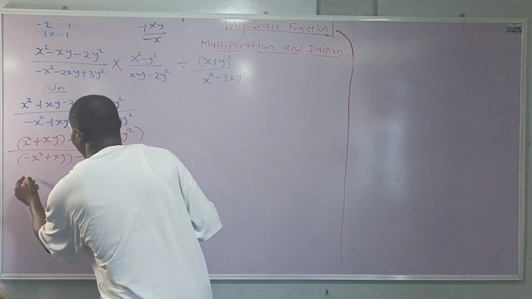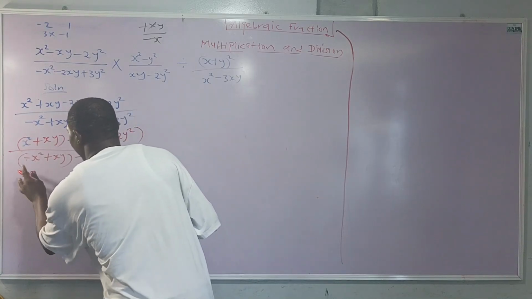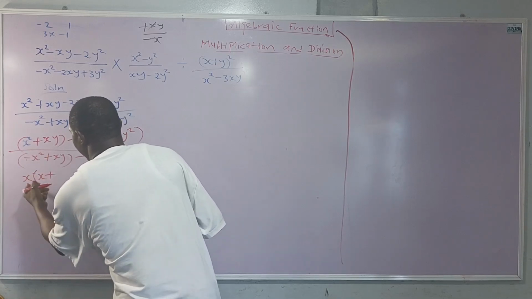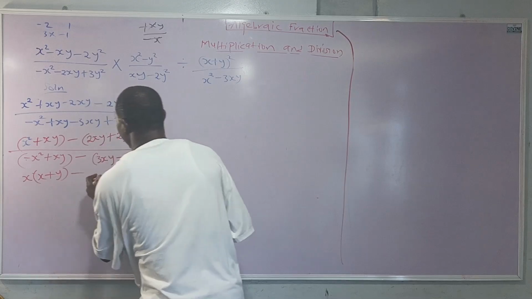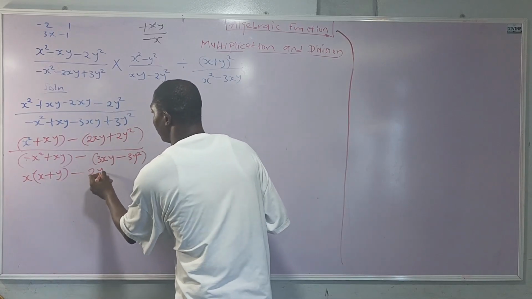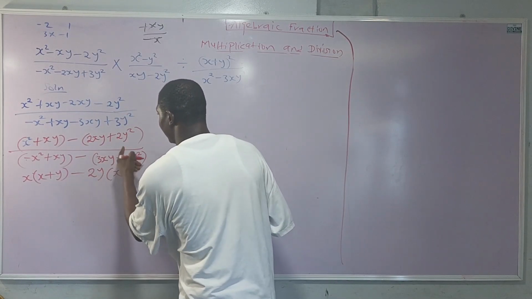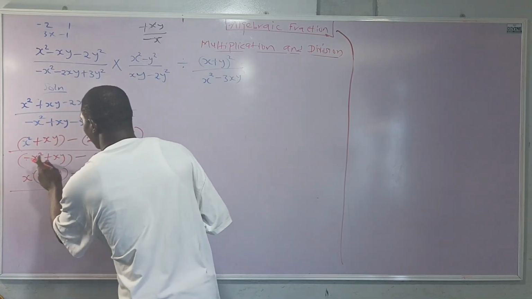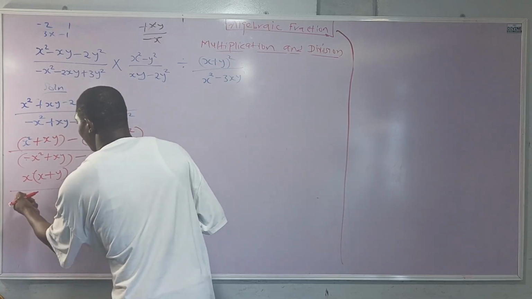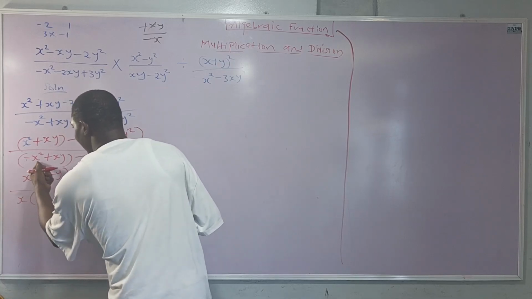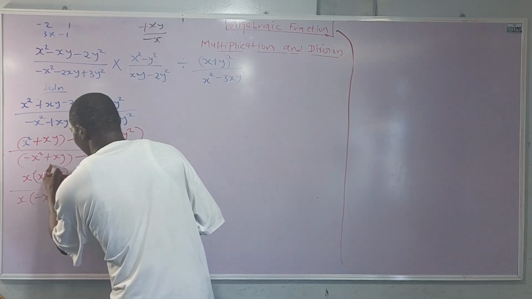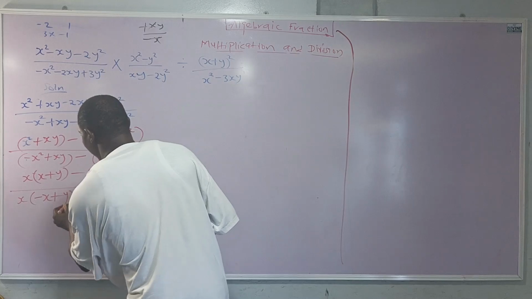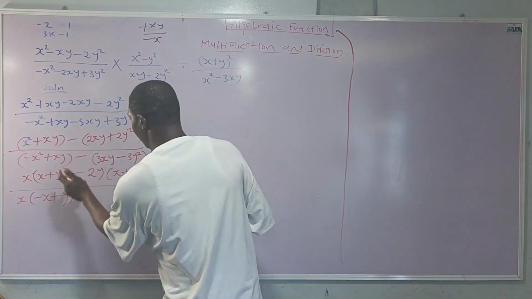Now x squared is common here. So I have x squared times bracket x plus xy divided by x will give me what? y. Minus what's common here is 2y. 2xy divided by y will give me x. And 2y squared divided by 2y will give me what? y. All over. What's common here is x. If I use x to divide minus x squared, I'll have minus x, and I'll put my plus sign. xy divided by x will give me what? y.